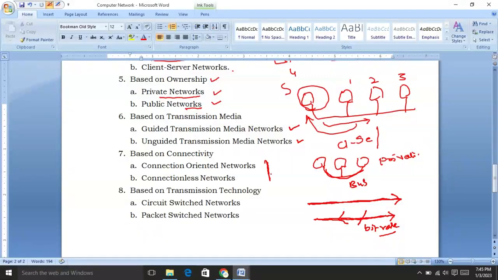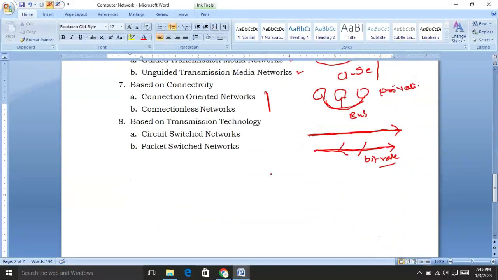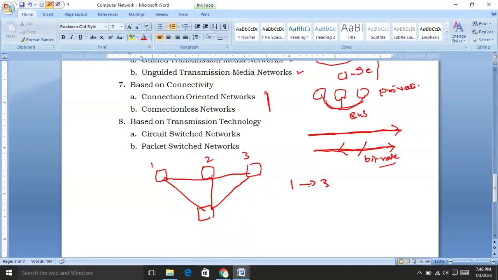How these nodes are connected is very important. That is connection oriented networks and connectionless networks. What do you mean by connection oriented networks? Suppose three or four systems are interconnected with one another, like this. Suppose the first system is willing to transfer data to the third system.